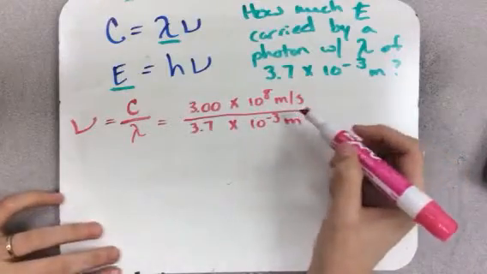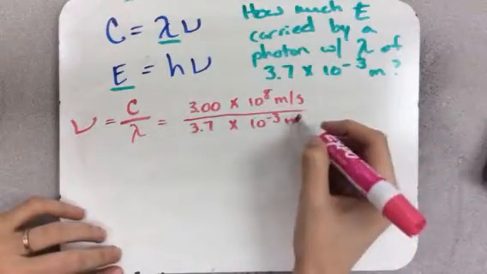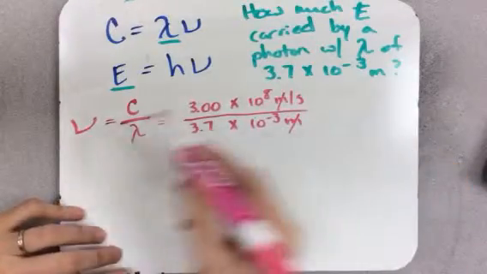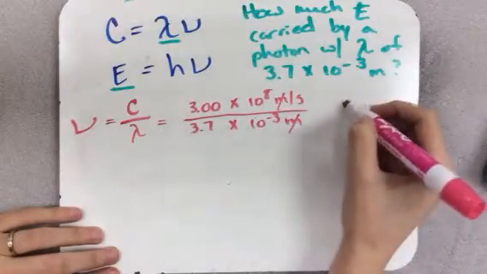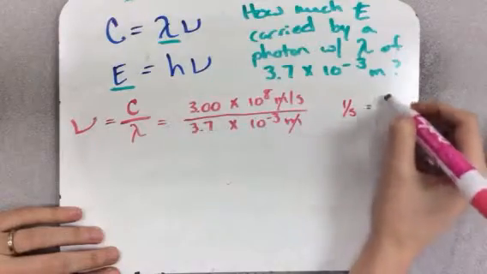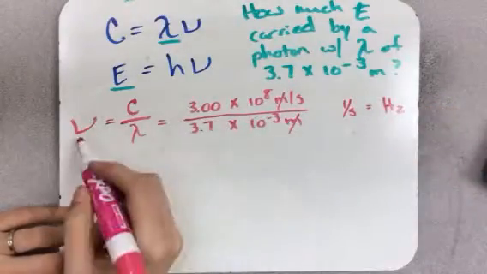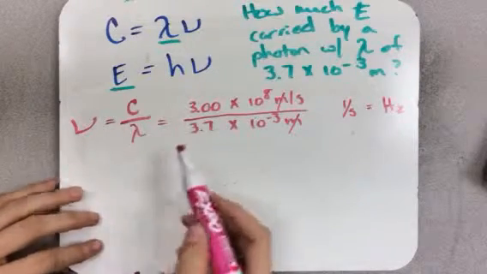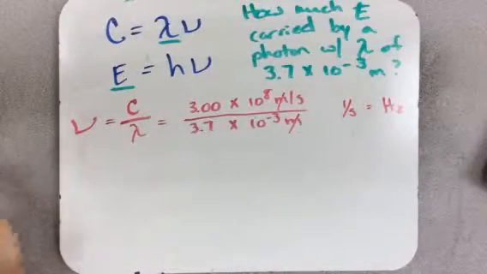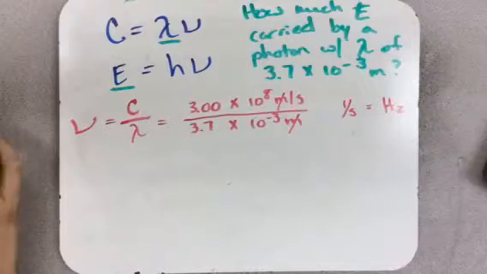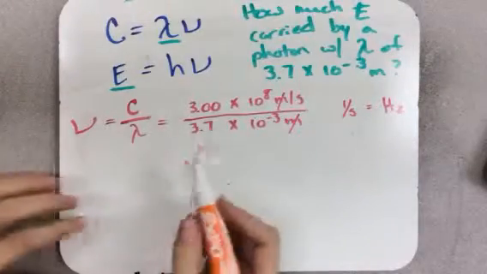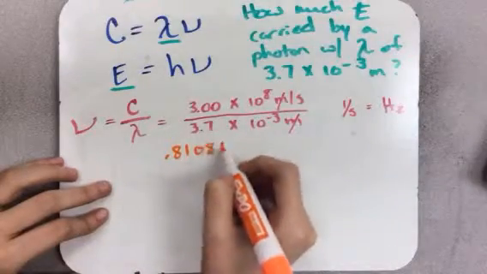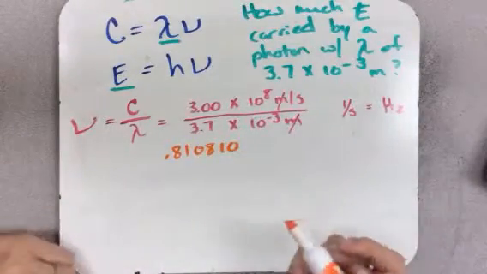Now I want you to notice again our units. Meters cancel out, so we have per second left. And 1 over second is the same thing as hertz, and that is an acceptable unit for frequency. So let's do 3 divided by 3.7, and I'm going to do it on my calculator over here. I got 0.810810, and it just continues. This is a repeating number.